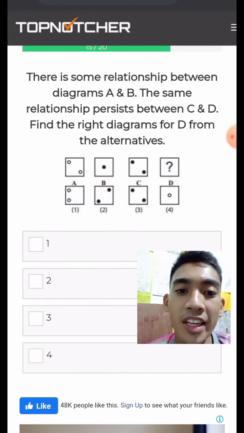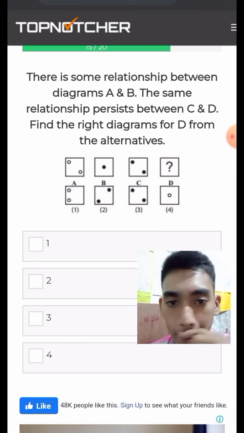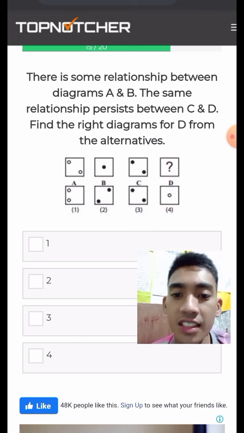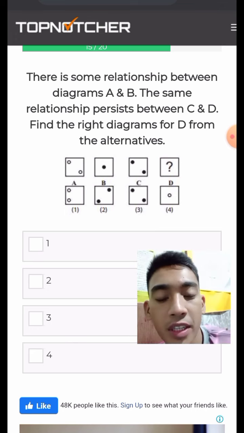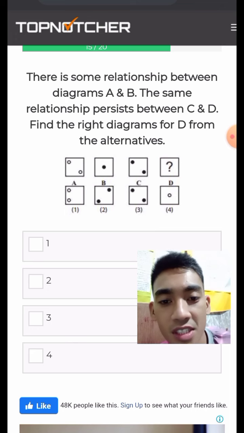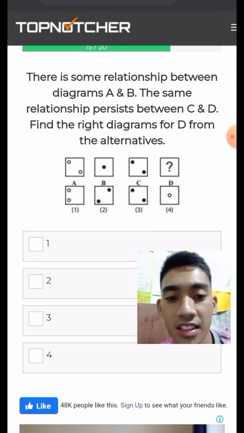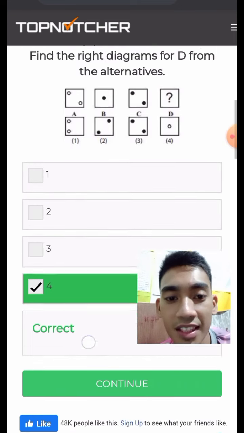There is some relationship between diagrams A and B. The relationship persists between C and D. So for A, 2 circles not darkened. For B, 1 circle darkened. For C, 2. So obviously, the opposite of the darkened is letter D. Correct? It's letter D.